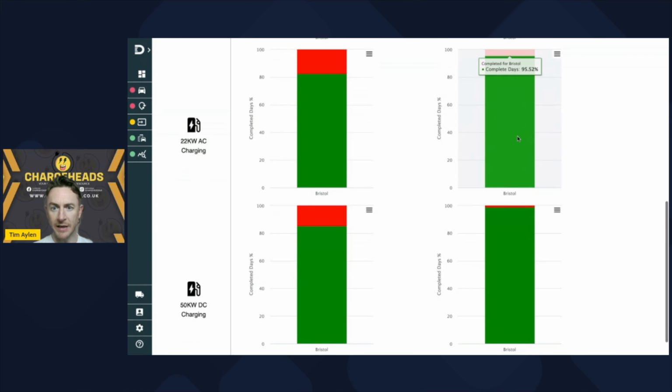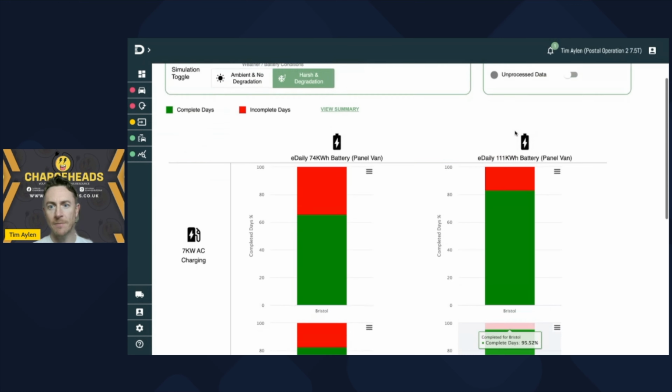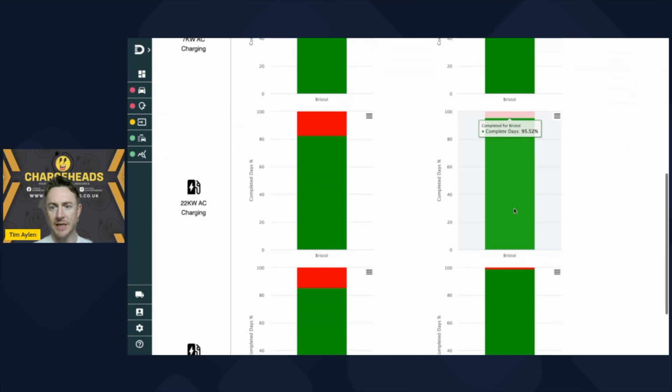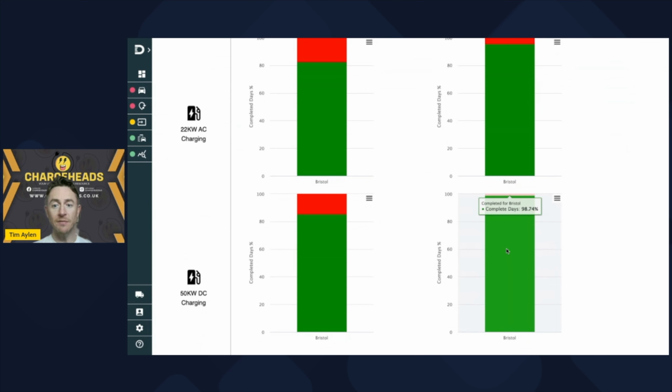So what we've got here is 22 kilowatt, bigger battery. That's a really good percentage. That's 95.5. Going up to 50 kilowatt has only brought it up by 3%. And a 3% increase in feasibility for the sake of 50 kilowatt DC charging. If anybody knows the cost of going higher in charging speed, it can be quite expensive. It is especially expensive when you go from 22 kilowatt AC to 50 kilowatt DC, because a 22 kilowatt AC charger is about £1,000, whereas a 50 kilowatt DC charger is just over 10 grand.